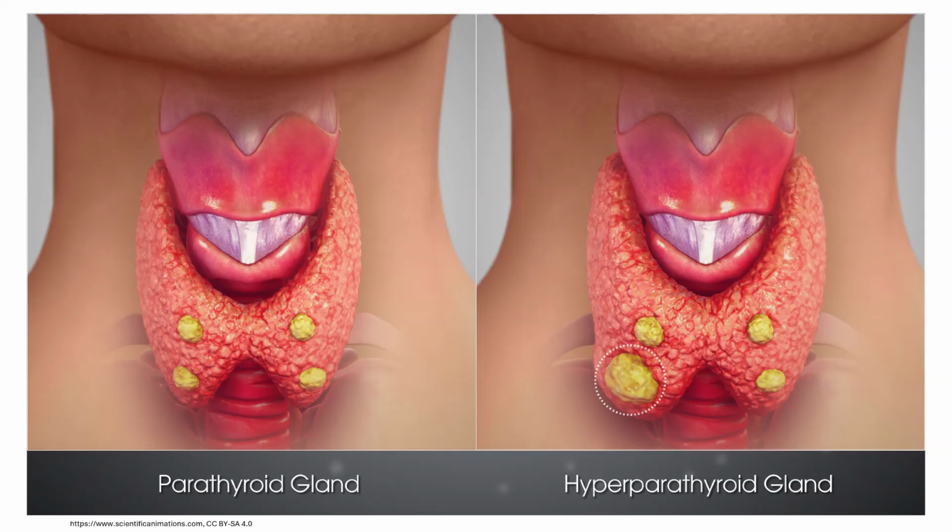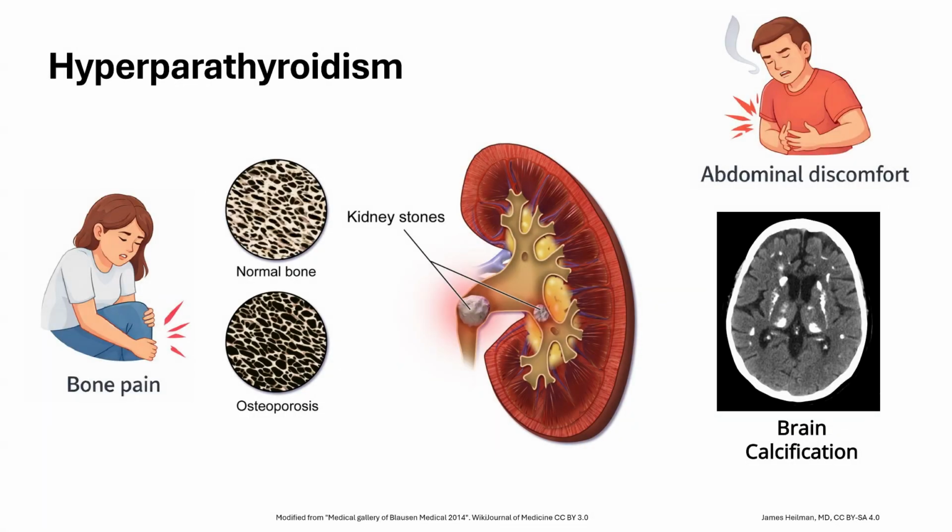Primary hyperparathyroidism results from an abnormal growth of overactive chief cells in the parathyroid glands, leading to elevated production of PTH. In this condition, elevated PTH causes hypercalcemia. Clinical manifestations may include bone pain, osteoporosis, kidney stones, abdominal discomfort, and calcification in the brain, leading to impaired cognitive functions.